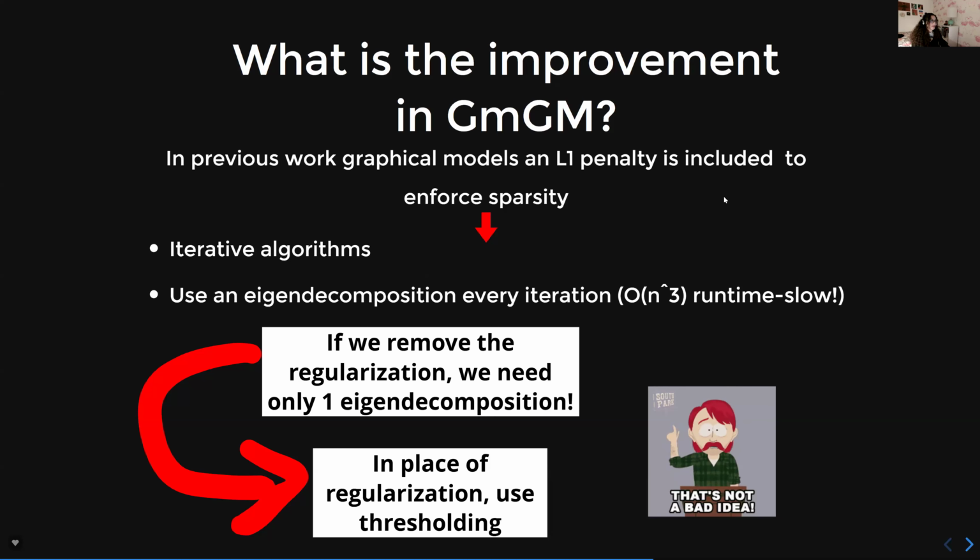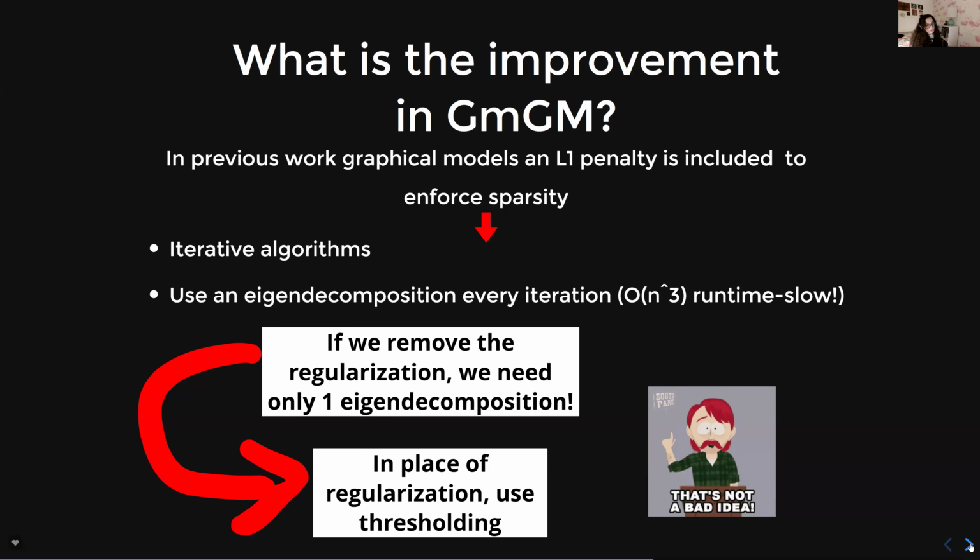So what is the improvement? In previous works, an L1 penalty was included to enforce sparsity, and those are all iterative algorithms. They use an eigen decomposition every iteration. That makes them slow, as we were saying. But if we remove the regularization, we'll only need one eigen decomposition, and then we can proceed. So instead of regularization, in practice, we propose to use thresholding.